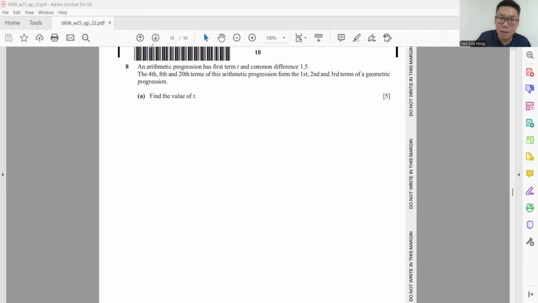Question 8. An arithmetic progression has first term of t, common difference of 1.5. The 4th, 8th, 20th terms of the AP form the first, second, and third terms of a GP. So we base on the GP because for the GP they tell us about the U1, U2, and U3. And then we know this U1, U2, and U3 by forming ourselves. It comes from the AP.